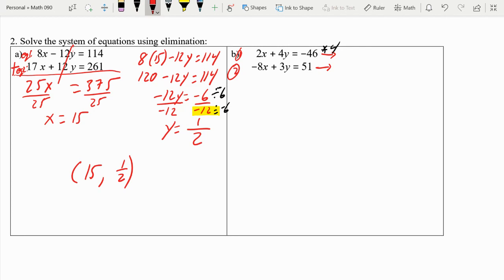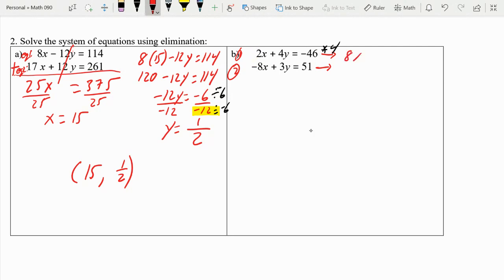I'm not going to multiply by negative 4. I want the signs to be different. So if I multiply by negative, it's going to screw me up. I want it to stay positive in this case. So I'm going to multiply every one of these terms by 4. I can't just multiply one of them. I have to multiply all of them.